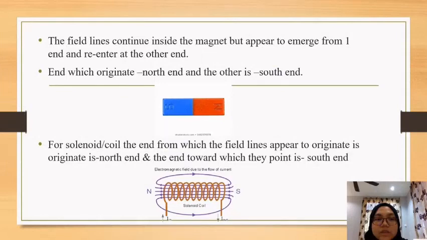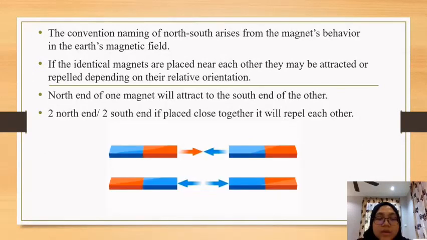The field lines continue inside the magnet but appear to emerge from one end and re-enter at the other end. In this picture, the end from which they originate is called the north end and the other end is called the south end. The blue one is the south and the red one is the north. For a solenoid or a coil, the end from which the field lines appear to originate is the north end, and the end toward which they point is called the south end.